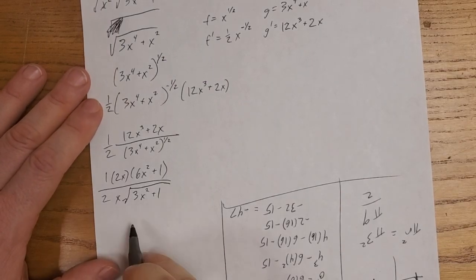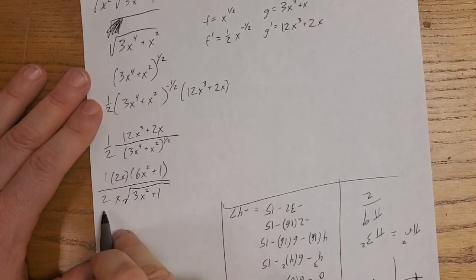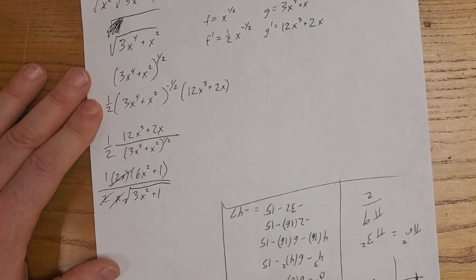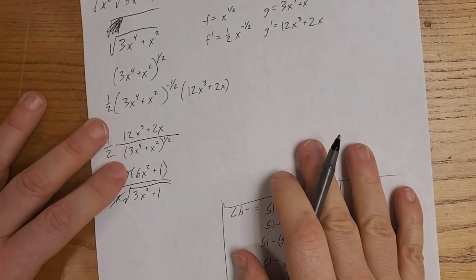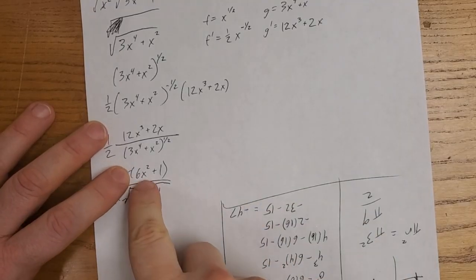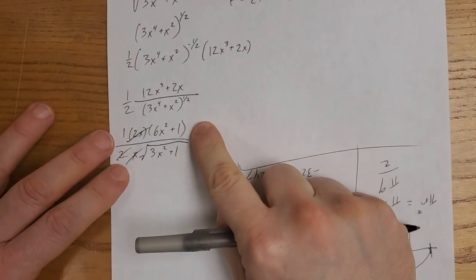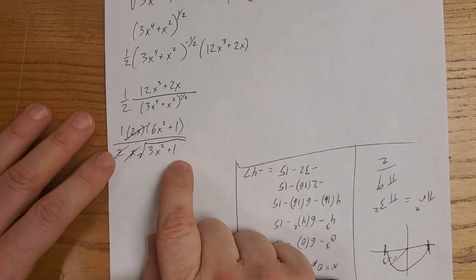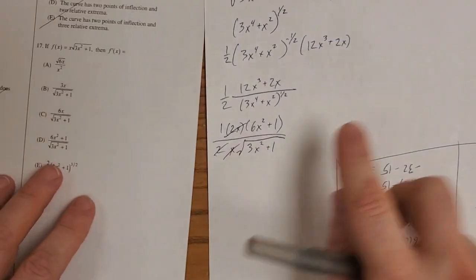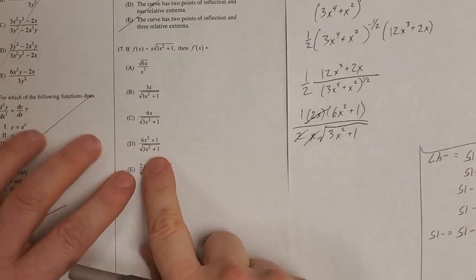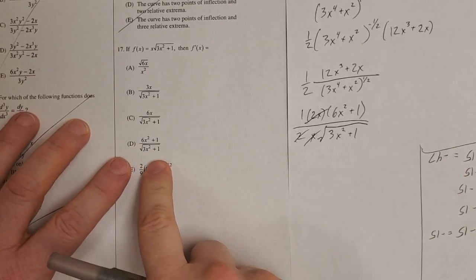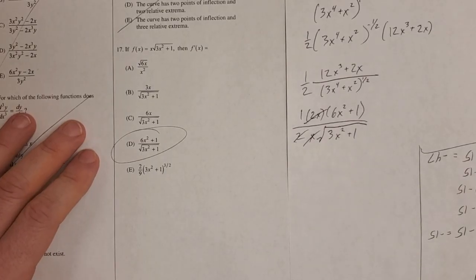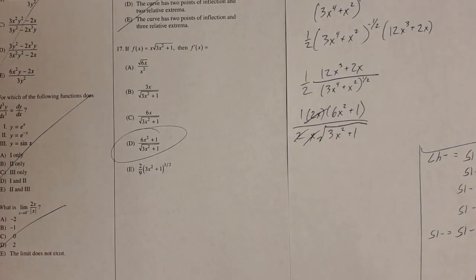And then if you look, we have 2x up here and a 2x down here. So those cancel each other out. And you're just left with 6x squared plus 1 on top, and square root of 3x squared plus 1 on the bottom. And wouldn't you know it, that is present in the options as answer D. So that is the answer.